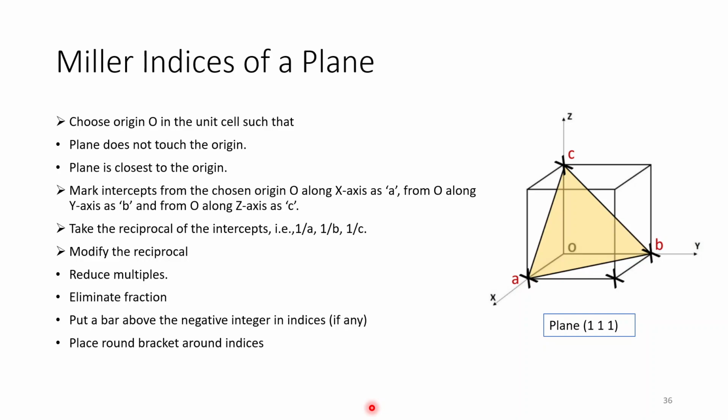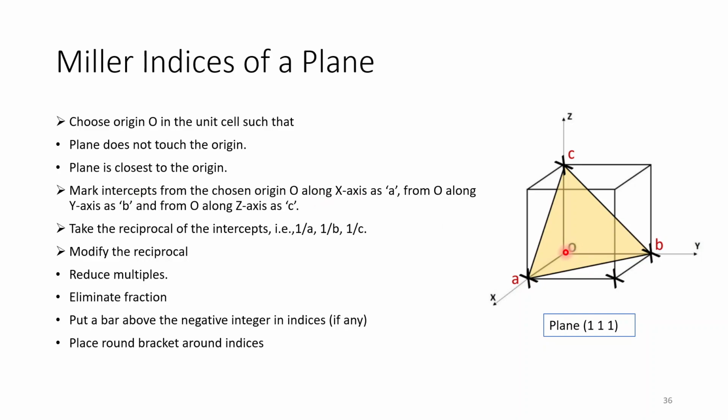Next is Miller indices of a plane. If you have a plane, you first choose an origin which the plane does not intersect or touch, with the plane closest to the origin. Then you have to mark intercepts from the chosen origin O.